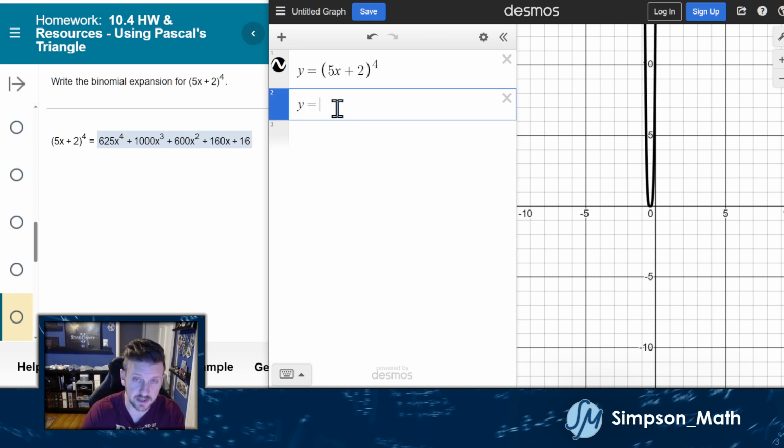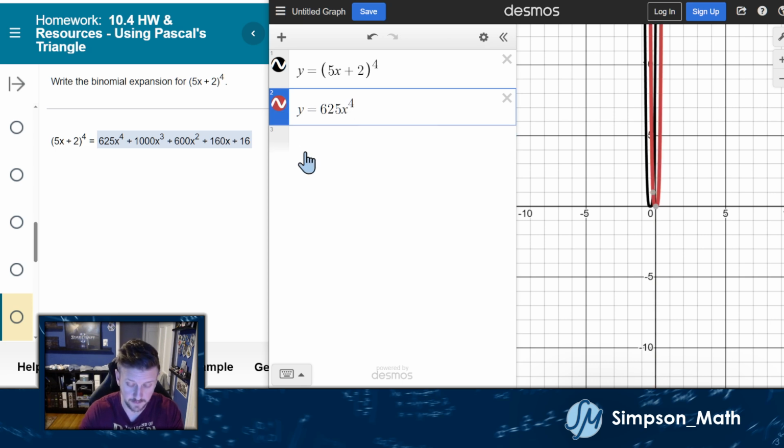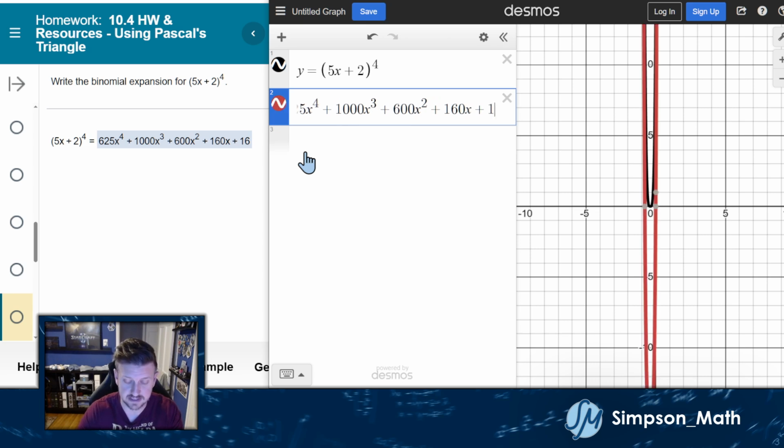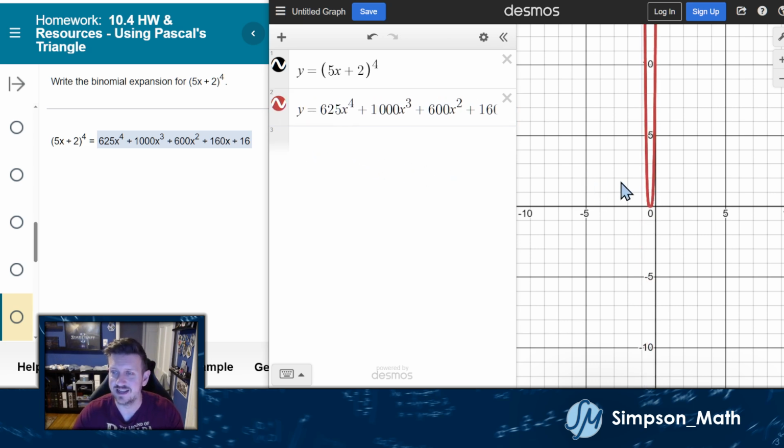So then we have a y equals, and now I'm going to type in this whole thing right here. So we have 625x to the 4th plus 1000x cubed plus 600x squared plus 160x plus 16. And if you notice, these two things look like they're stacked directly on top of each other, meaning they are the same graph, the same function. So since they're the same, that means that they do equal each other.